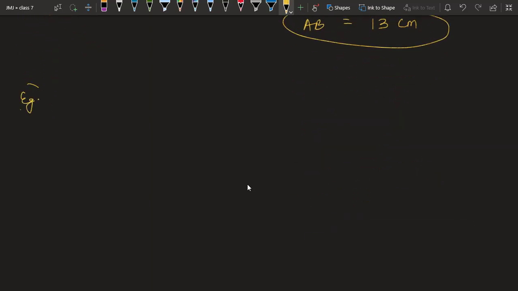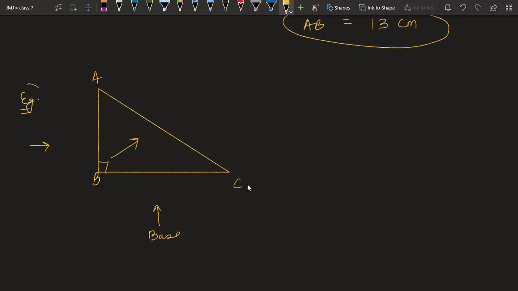One more example from my side. Suppose you have a triangle, again a right angle triangle like this. This time let us see A, B, C. I am taking the right angle at B. So this time the hypotenuse is AC. You can take perpendicular as AB and base as BC. This you can take as base, this you can take as perpendicular, and this is obviously the longest side, so it is the hypotenuse.